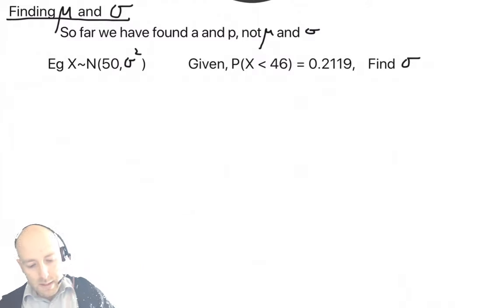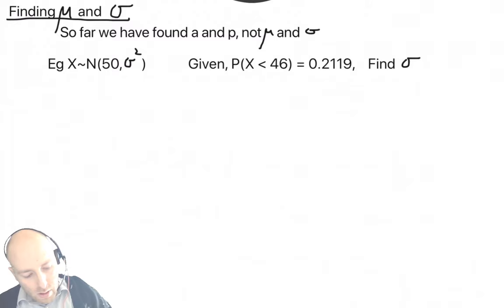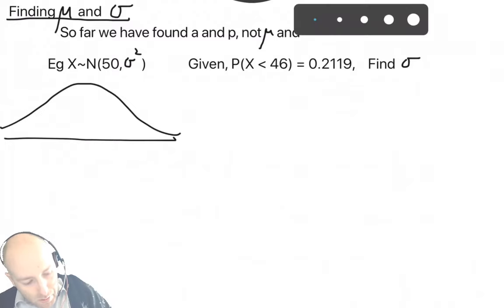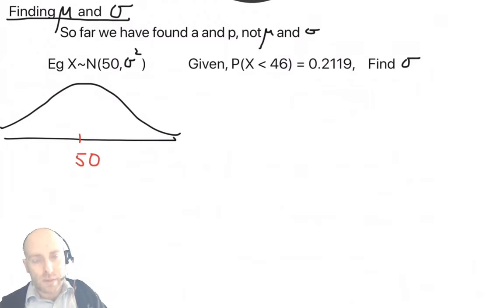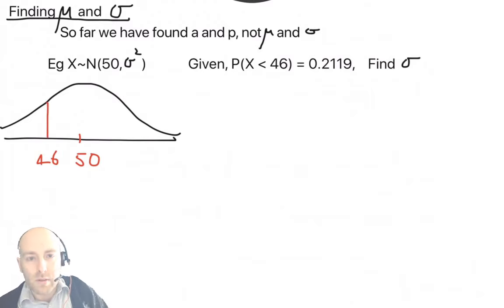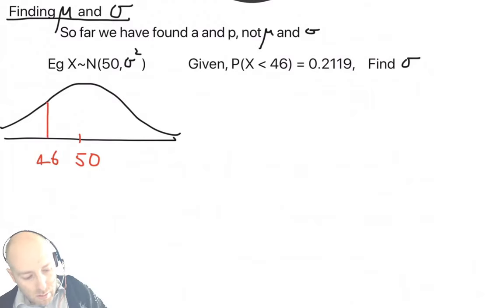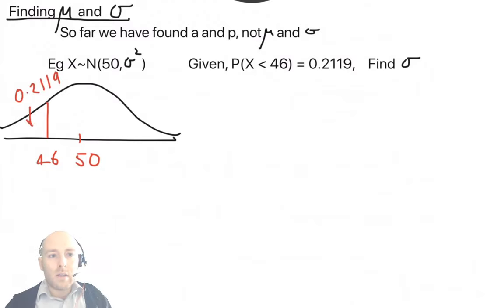So if I sketch what we know so far, we know the mean was 50. We know the probability of being less than 46 is 0.2119. So we want to use this to try and find what the standard deviation is.